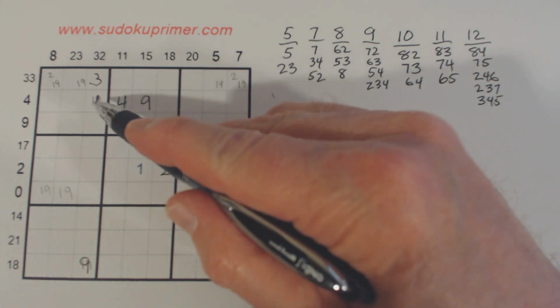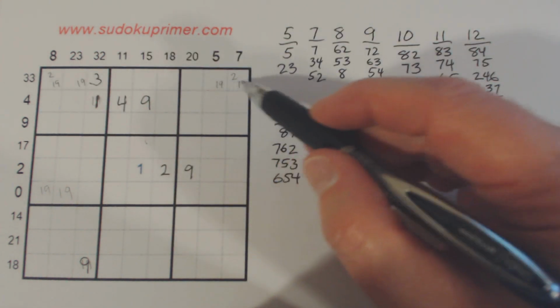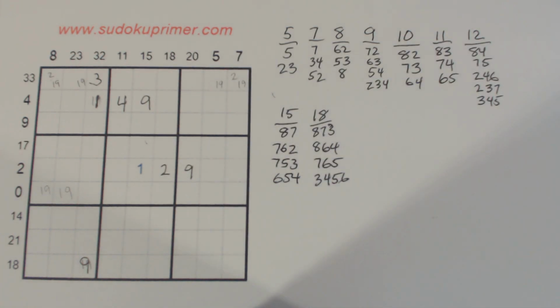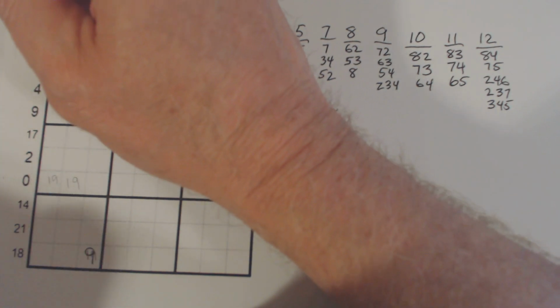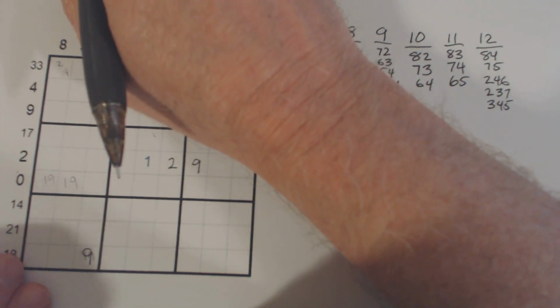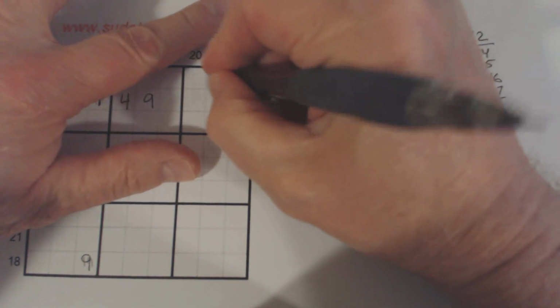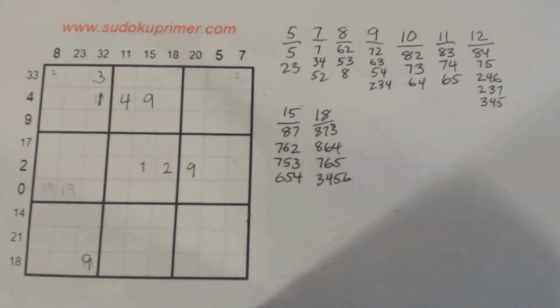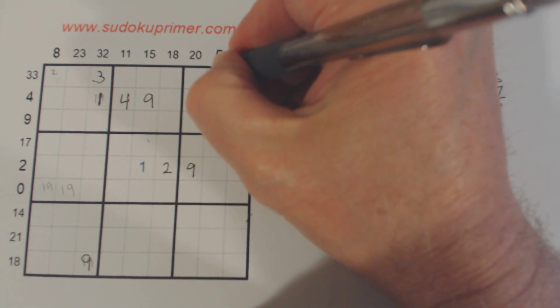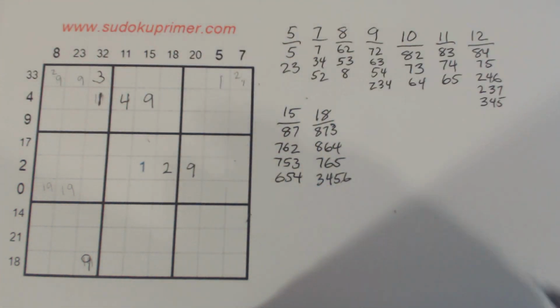And now since we've got a 1 here, we know that one of these is a 9 and one of these is a 1. We still don't know which ones, but we can take these off and put ones here and 9s here.